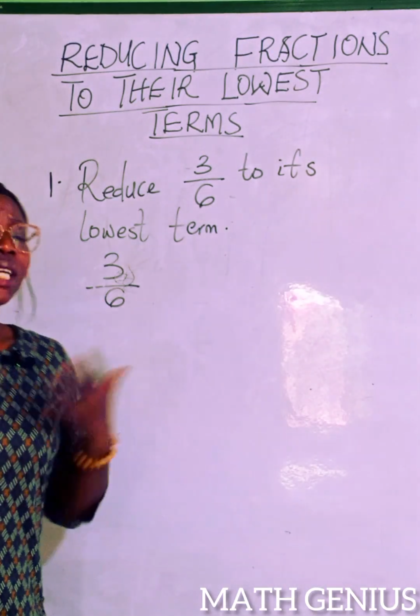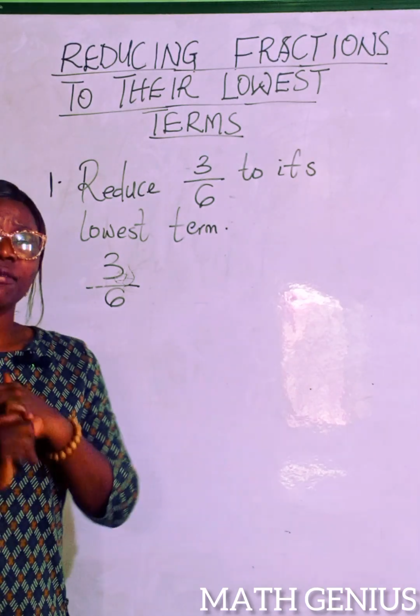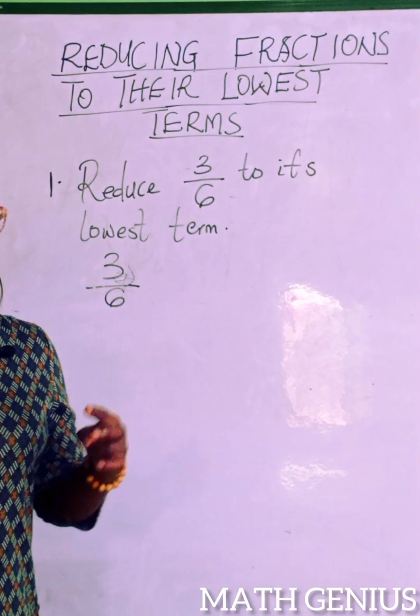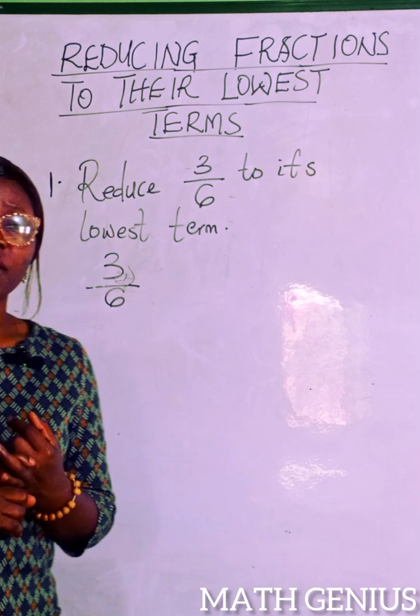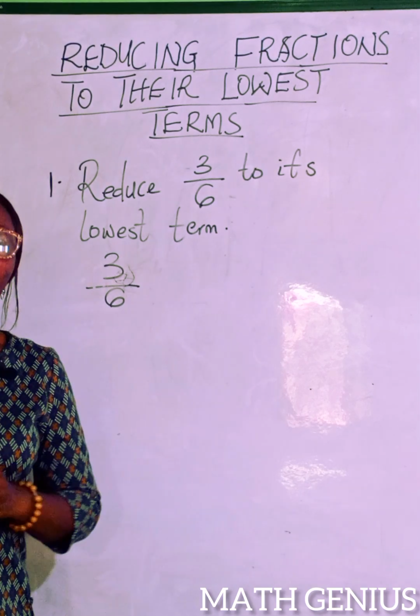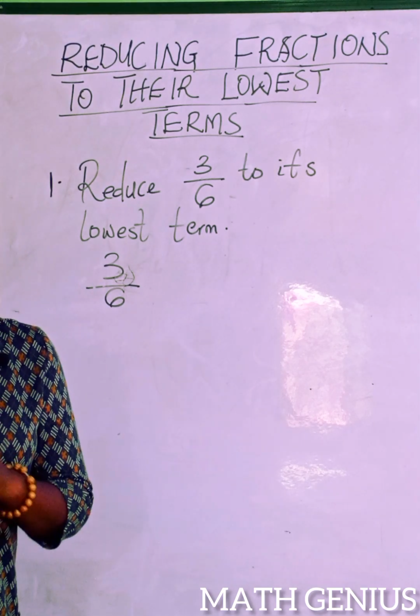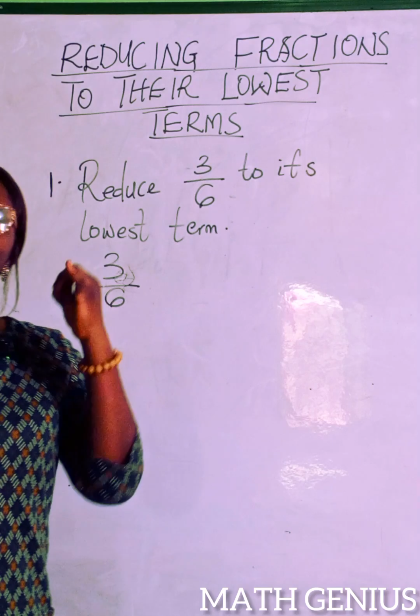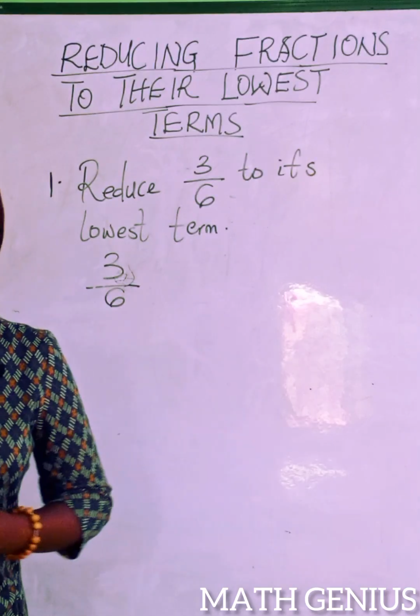Now, what are the factors of 3? 1 is a factor of 3. 2 is not a factor of 3. 3 is a factor of itself because 3 is a prime number. Now, 3 just has 2 factors. It means 1 can go into 3, and 3 can go into itself.